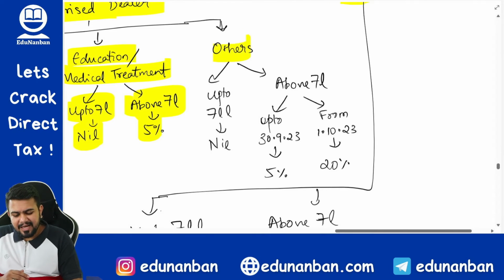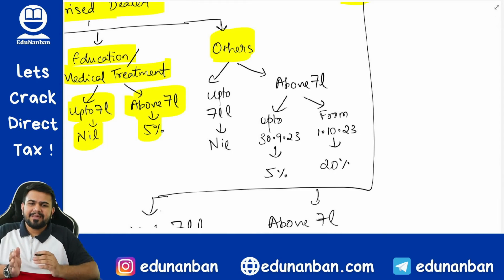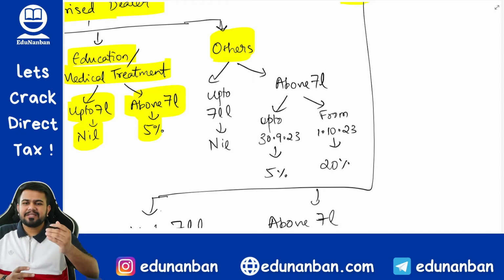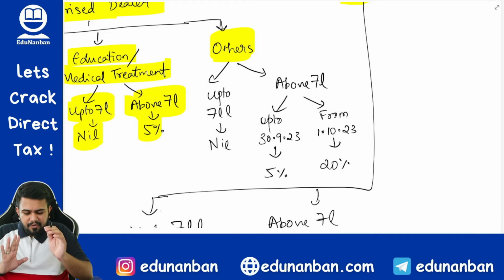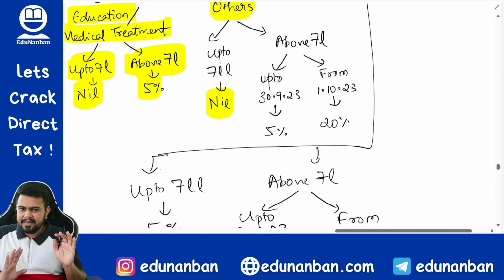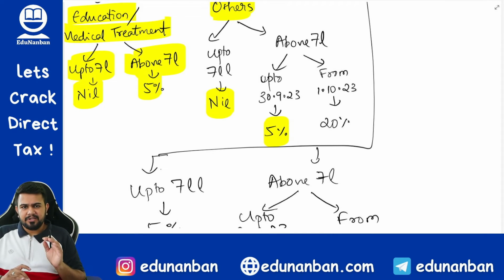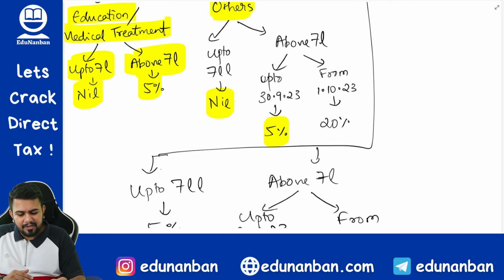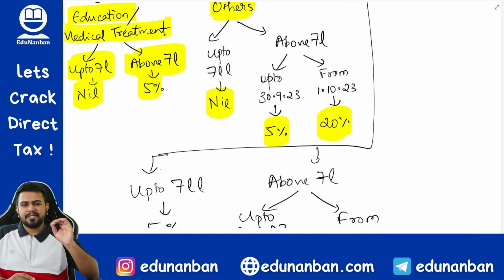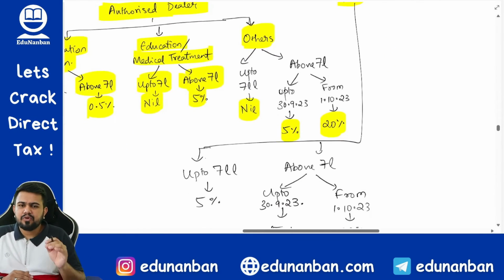The change is in the other types of payment. Whatever other types of payment, if you are getting foreign exchange from the authorized dealer, then what was the earlier provision? The earlier provision was that up to 7 lakh rupees, the authorized dealer will not collect any TCS. Above 7 lakh rupees, the authorized dealer will collect 5%. However, from 1/10/2023 onwards, the authorized dealer will collect 20% TCS. This is one change.